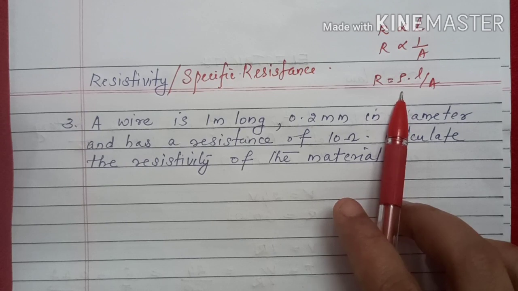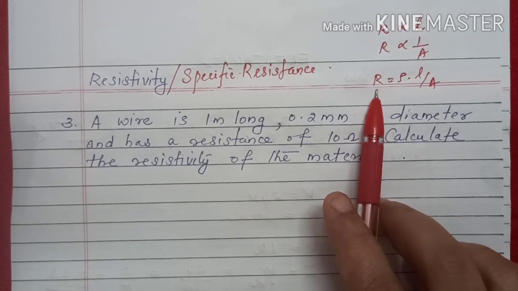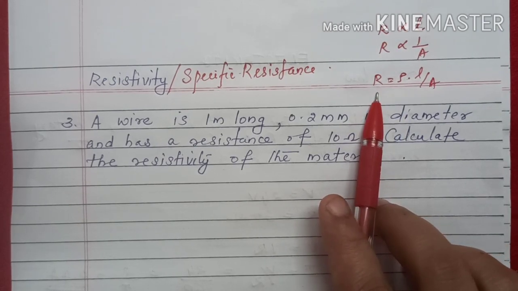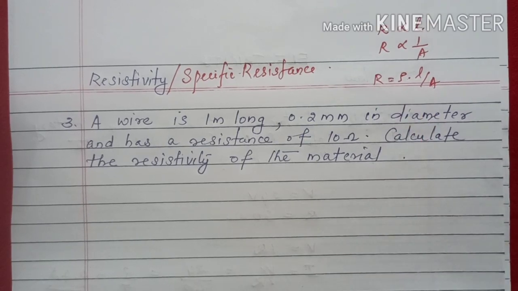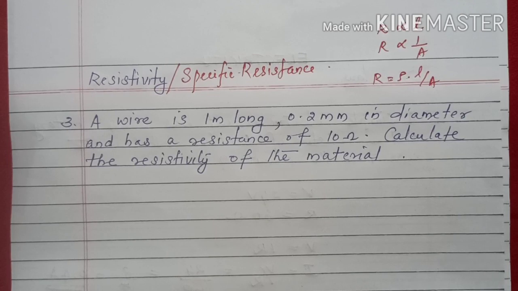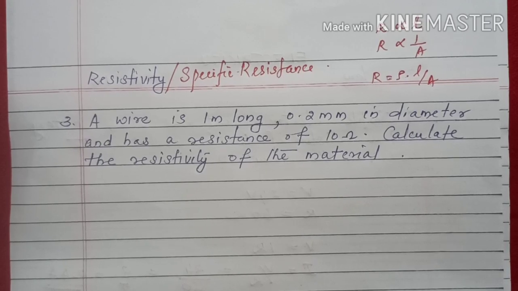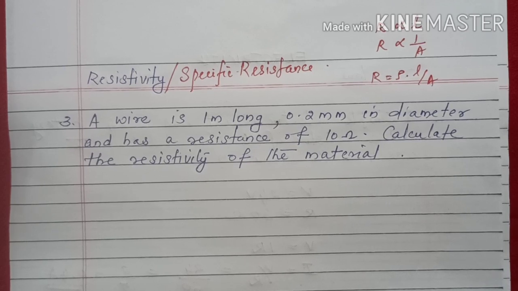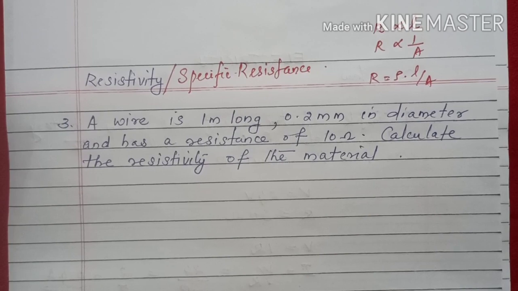Very important: the SI unit of resistivity is ohm meter. Then for resistance, what is the unit? It is ohm. Clear? Area is in meter square and length is in meter. Here the units may be in another form like millimeter or centimeter. So first you have to convert it into SI units. Only then you need to substitute, otherwise the answer will be wrong. So anyway, let us move to the question.